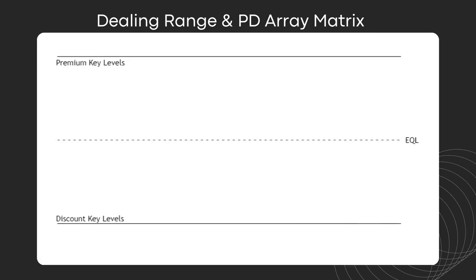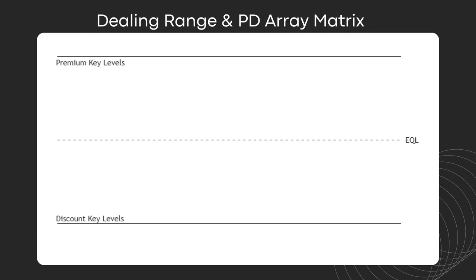Now, let's move over to the next slide and discuss dealing ranges in PD array matrices. Here on the screen, you can see this range with this line in the middle. This line right here in the middle represents the equilibrium, or the midpoint of this range. Above this midpoint we've got the premium region, and the lower half right here is our discount region.